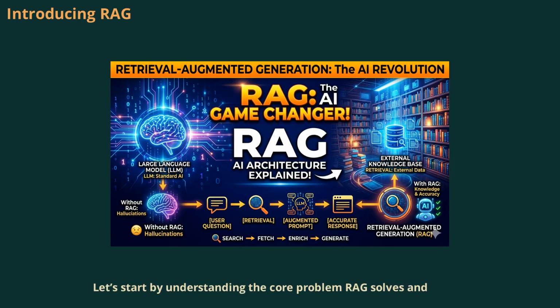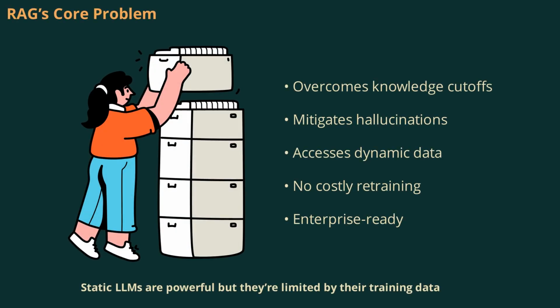Let's start by understanding the core problem RAG solves and how it empowers organizations to leverage up-to-date information for smarter, more reliable responses. Static LLMs are powerful, but they're limited by their training data. They can't access new or proprietary information unless retrained, which is costly and slow. RAG solves this by integrating a retrieval system that fetches relevant data in real time, allowing the model to generate responses grounded in current enterprise-specific knowledge. This approach mitigates hallucinations and ensures the model's answers are accurate and contextually relevant. By overcoming knowledge cutoffs, RAG makes AI more adaptable and useful for business applications.